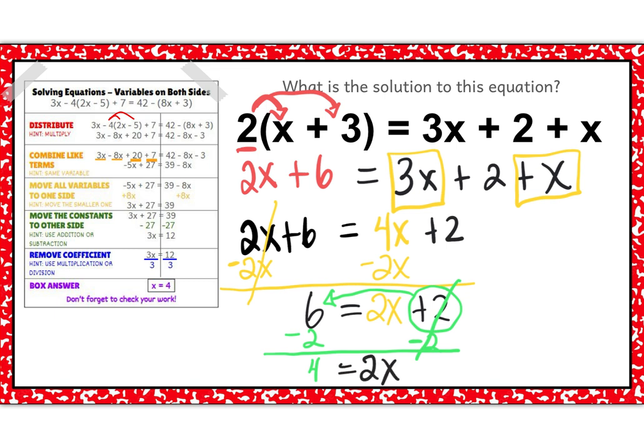Now, in my last step, I want to remove the coefficient. This is a step where I use multiplication or division. So because the 2x is being multiplied with x, the inverse is to divide. So I will divide both sides by 2, which gives me an answer of x equals 2 as my final solution.